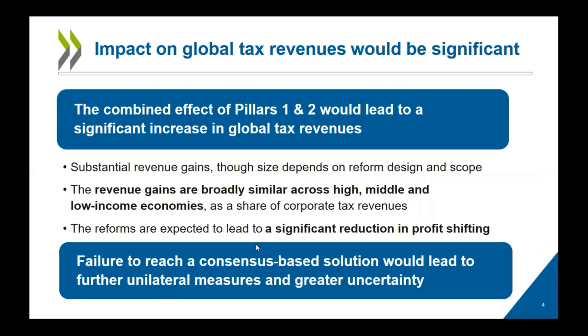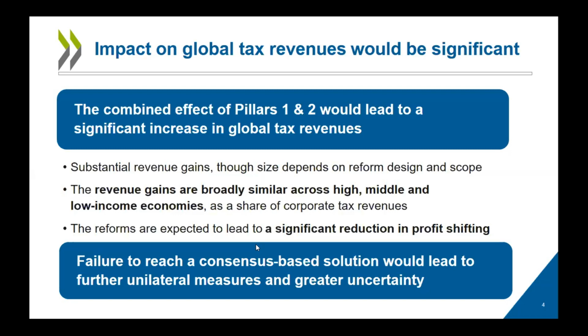Now, just a snapshot of some of the high level preliminary results. We see that the impact on global tax revenues of the combined implementation of Pillar 1 and Pillar 2, based on the assumptions that we have calculated, would produce a significant increase in global tax revenues. So we see a substantial gain in revenue. Obviously, that depends on ultimate design, but certainly in terms of the parameter choices that we've modelled and the assumptions that we've taken, that is the case.